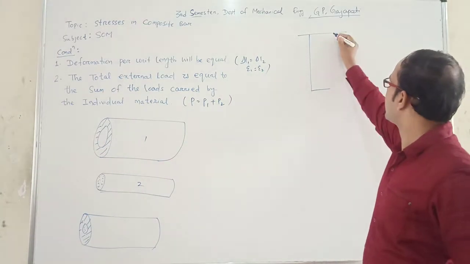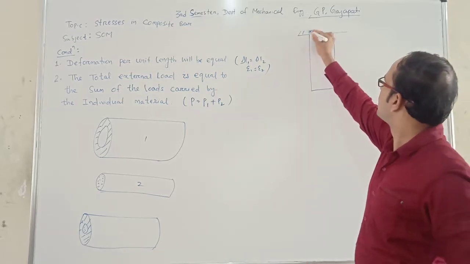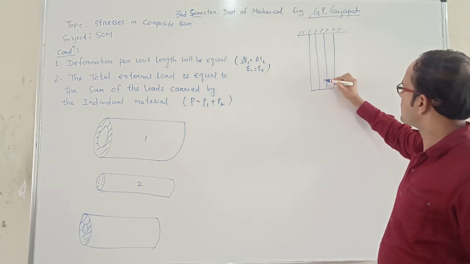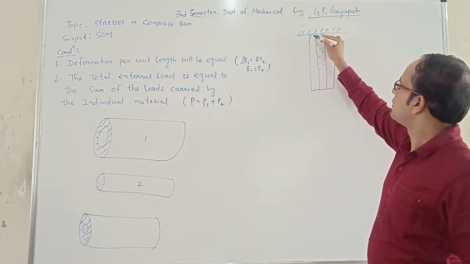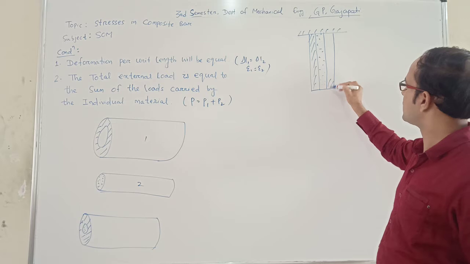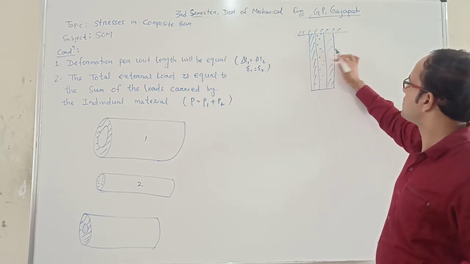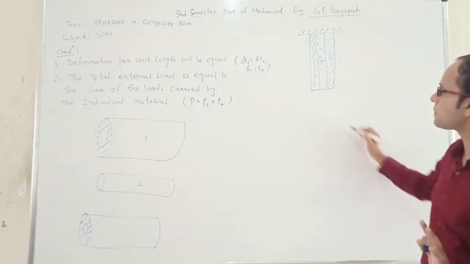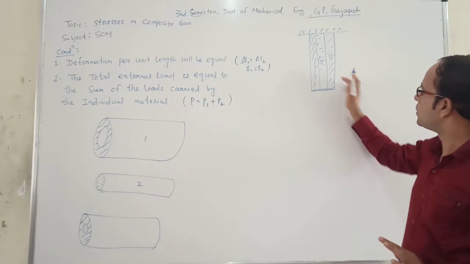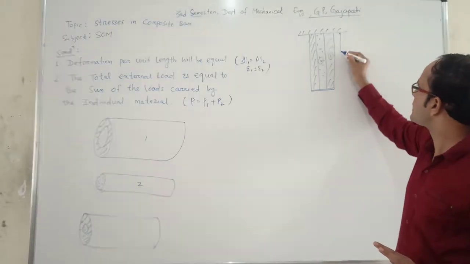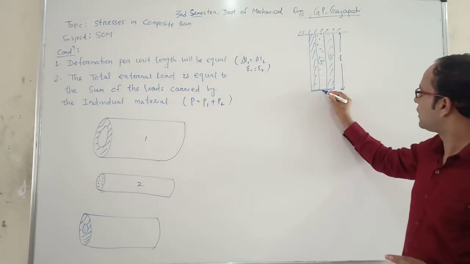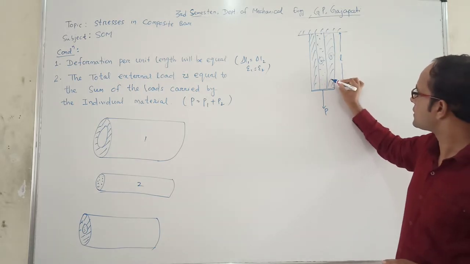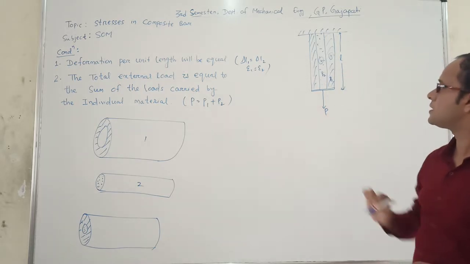Let me hang it by this support. This is the inner cylinder, this is the outer cylinder. This is material number 1, this is material number 2 we have taken. Now I'll join these two. I have joined. Let the length be L. Now I am applying P. Let the load shared by cylinder 1 be P1, and the load shared by cylinder 2 be P2.